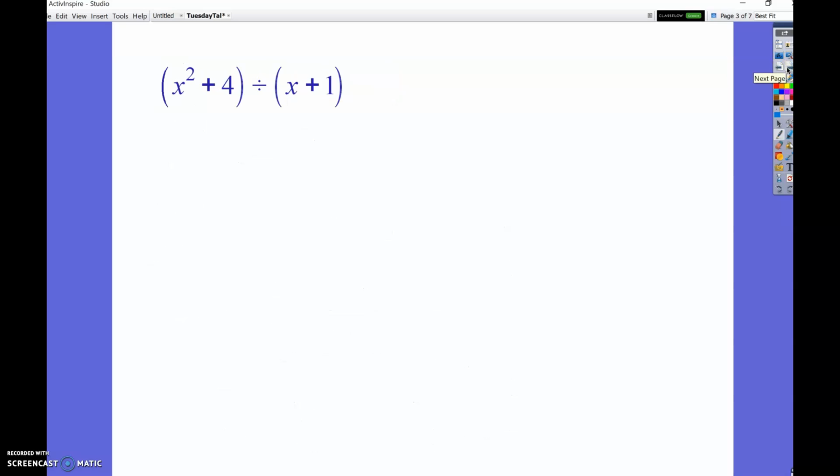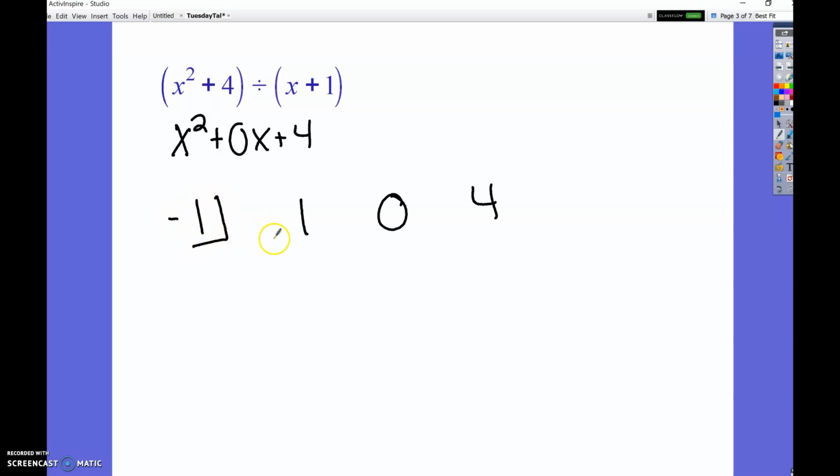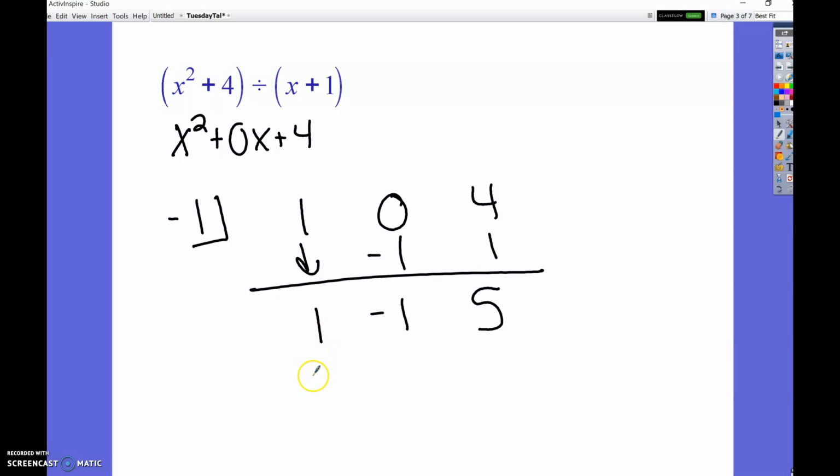in order for synthetic. Here we have another situation where we're still dividing by a linear, but we are missing a term. So this could be written as x squared plus 0x plus 4. And we need to indicate that 0 as a placeholder, not only for synthetic, but also for long division. Put my negative 1 in there for my 0, and now we just keep going through the process. So 1, negative 1, and positive 1. So I would have a linear term again, 1x minus 1 plus 5 over x plus 1.